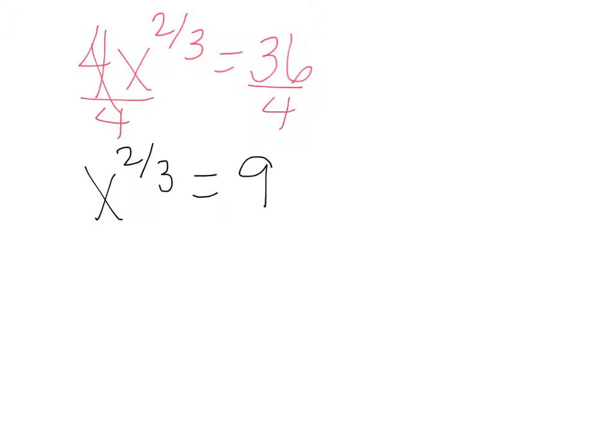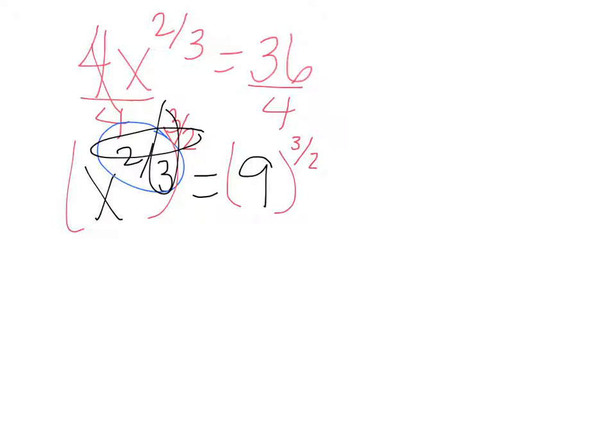To get rid of our 2/3, we are going to multiply by the reciprocal. So we are going to take 3/2, and we're going to raise both sides to the 3/2 power. I'm going to put everything in parentheses, and outside I'm going to put 3 over 2. What happens is that the 2's and the 3's will cancel out, and we're just left with x.